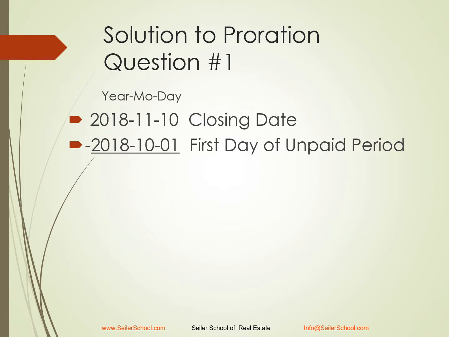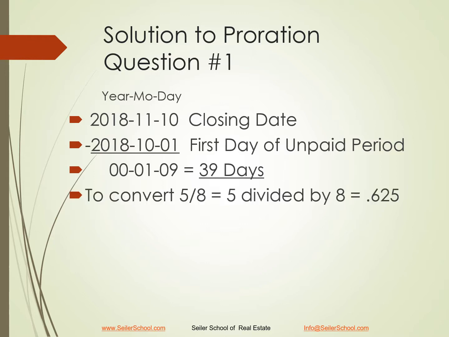We do a little math. We find out that we have 0 years, but we have 1 month and 9 days. So 1 month, 30 days in a month, plus 9 days. We've got 39 days to prorate. We need to convert 5/8 as far as the interest rate is concerned into a decimal. If you don't know by memory that 5/8 equals 0.625, the way to figure that out is take the number 5 and divide it by 8 and you'll get 0.625.